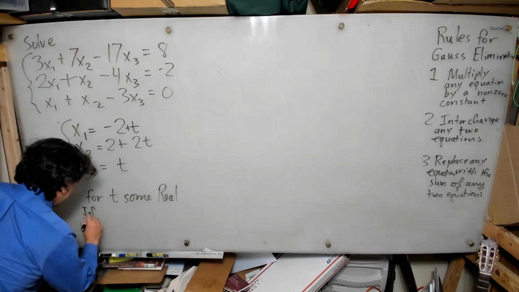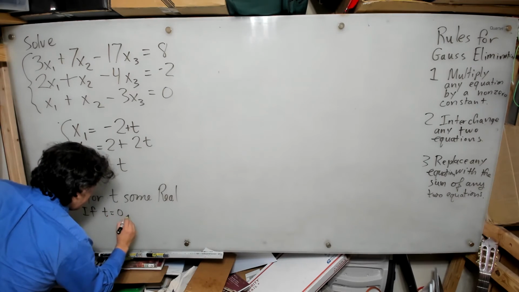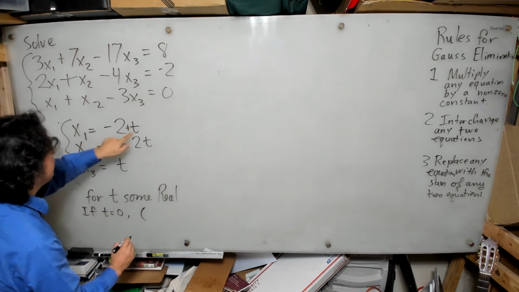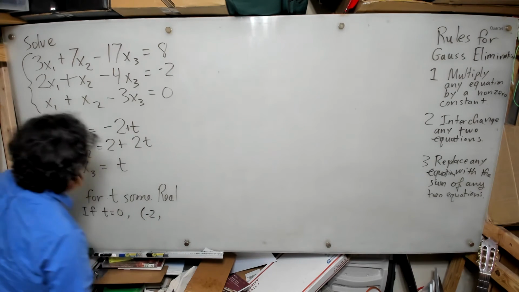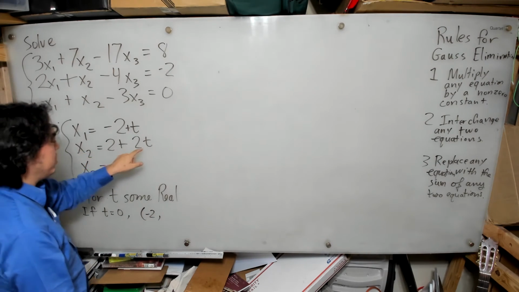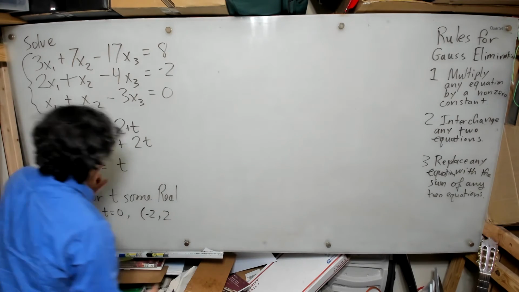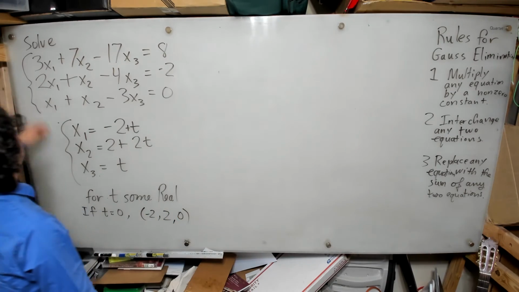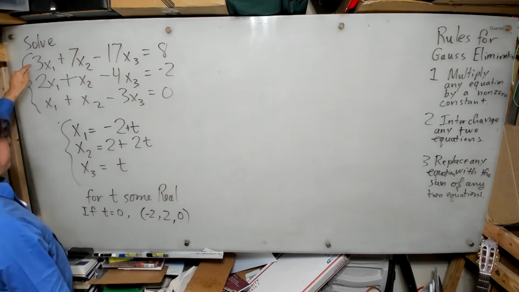If t was 0, then our solution would be x1, which would be negative 2 plus 0, which is negative 2. Our x2 would be 2 plus 2 times 0, which would be 2. And our x3 would just be 0. Right? Okay. Now let me test to see if this works in the first equation.